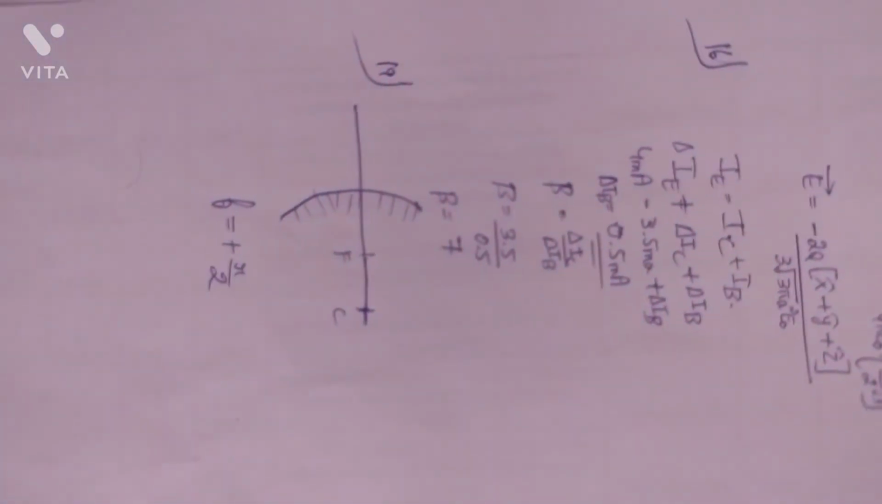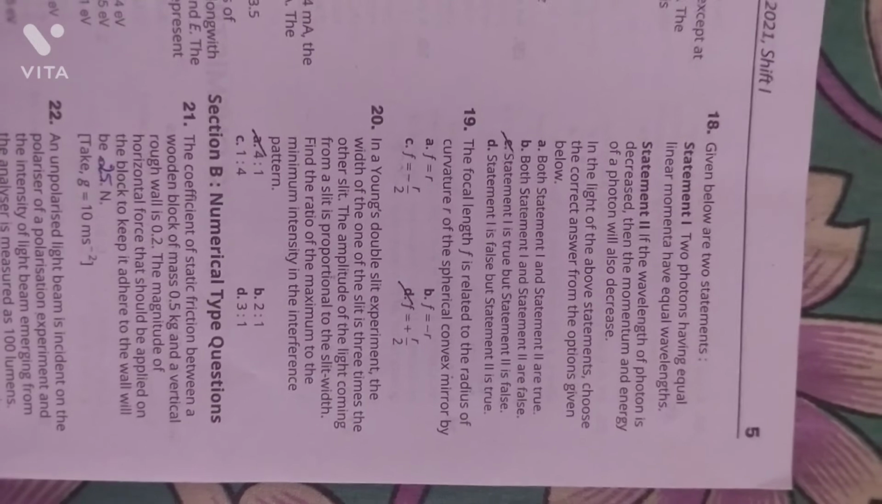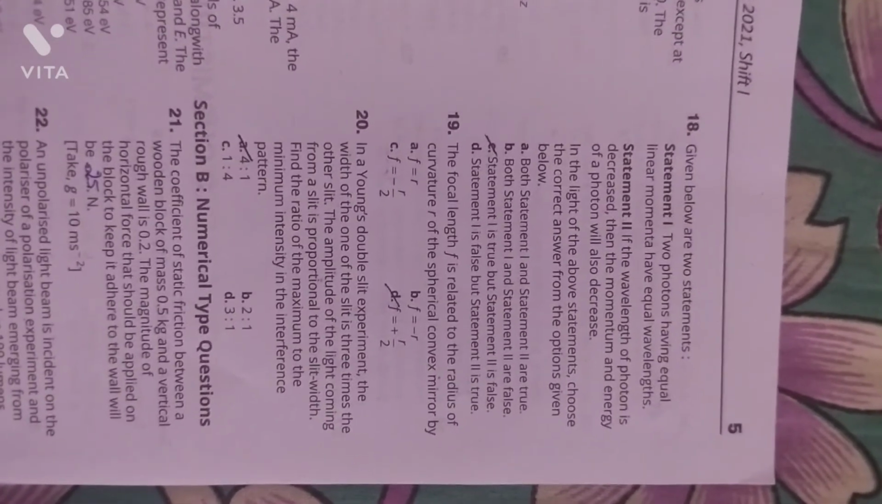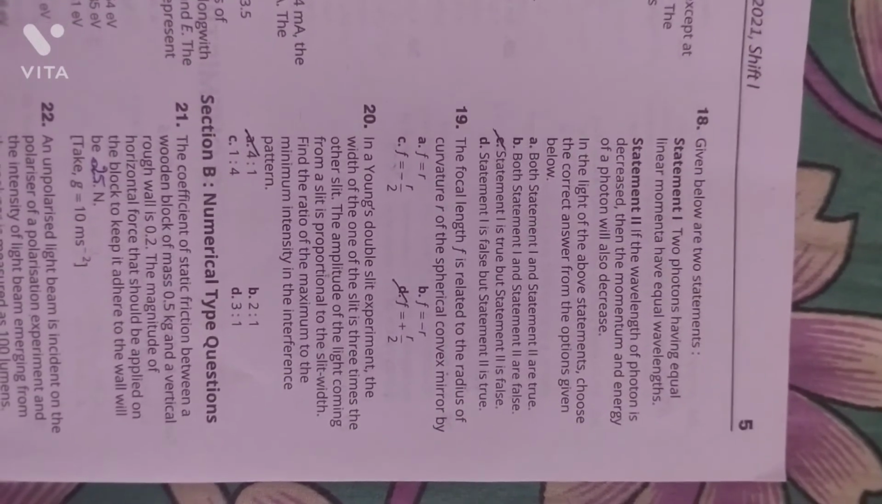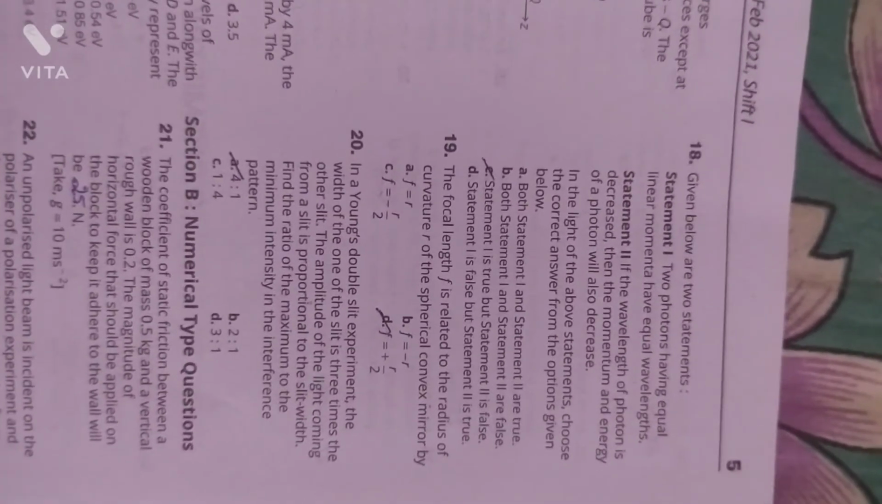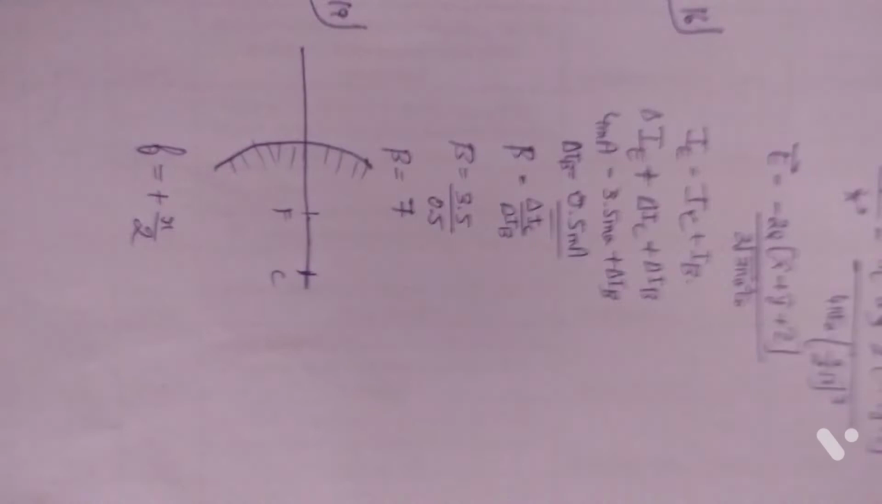If we come to the options, one option is f is equal to minus r by 2, but we got r by 2, so f is equal to plus r by 2. Option D is the correct answer for question number 19. So here is how I solve the question.